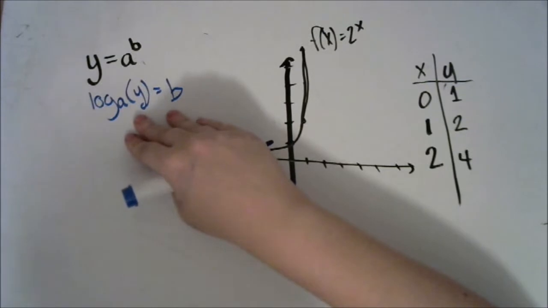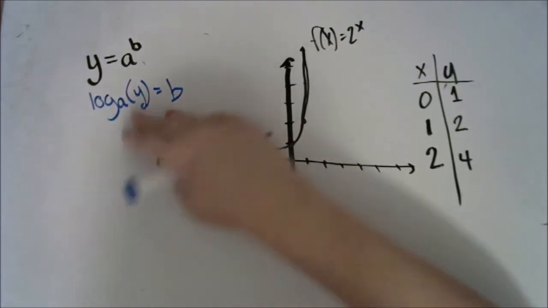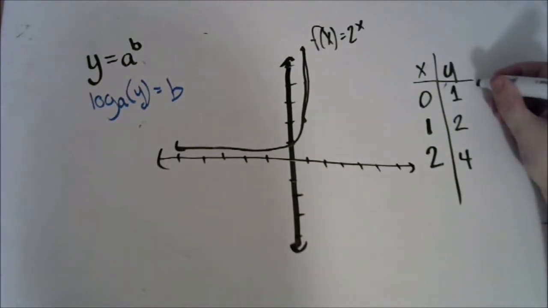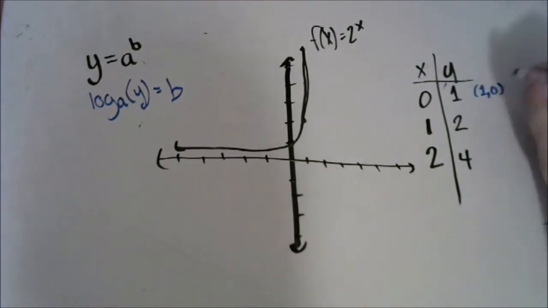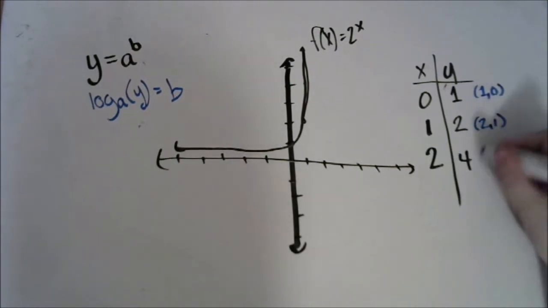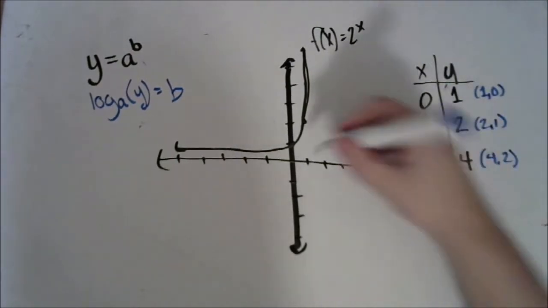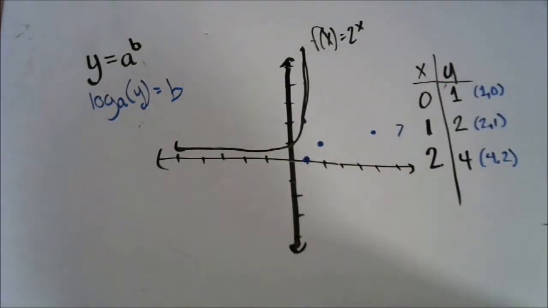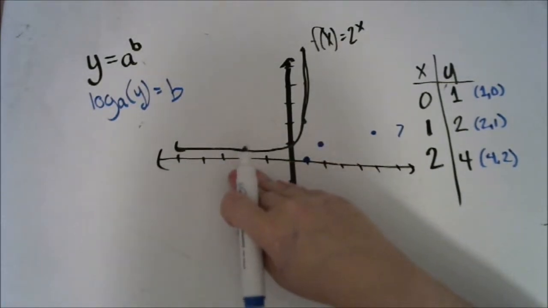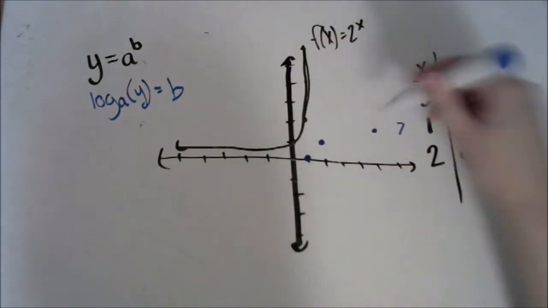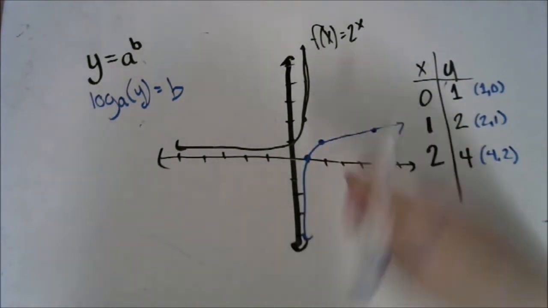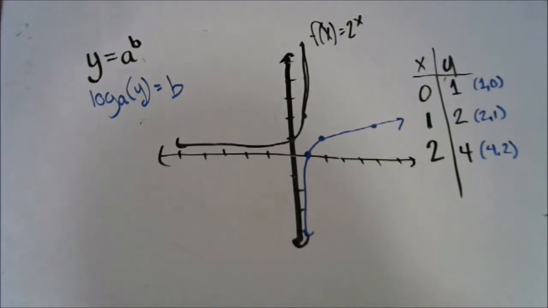If a log is the inverse of an exponent, to graph this one, we would just need to inverse this table. That means we would graph the ordered pairs (1, 0), (2, 1), and (4, 2). Then we want to be sure that we're identifying our asymptote. The x-axis is the asymptote of 2 to the x, so the y-axis is the asymptote of our log. And this is our first hand-graphed logarithm.